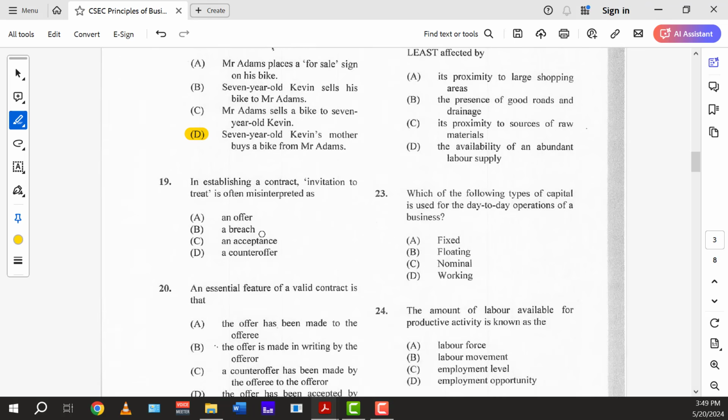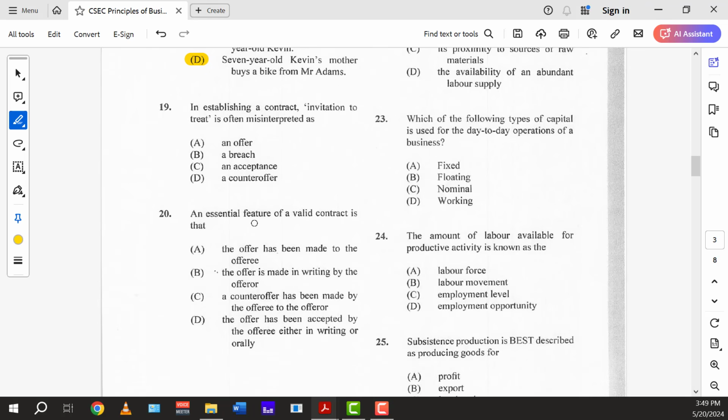Number 19. In establishing a contract, an invitation to treat is often misinterpreted as an offer, a breach, an acceptance, or a counter offer. So in most times people misunderstand an invitation to treat. They take it as an offer. Alright, so when they say they accept and they're gone and nothing there, they want to make noise.